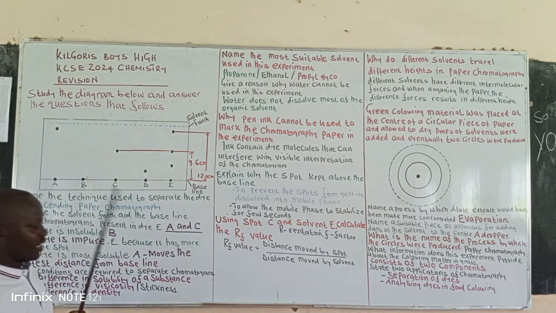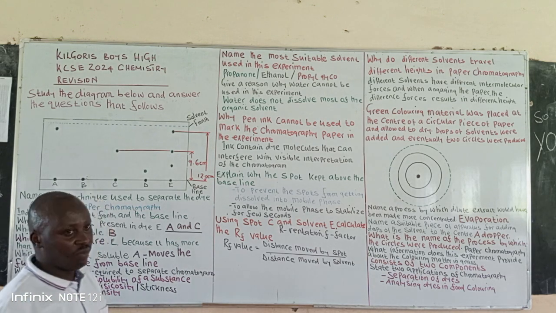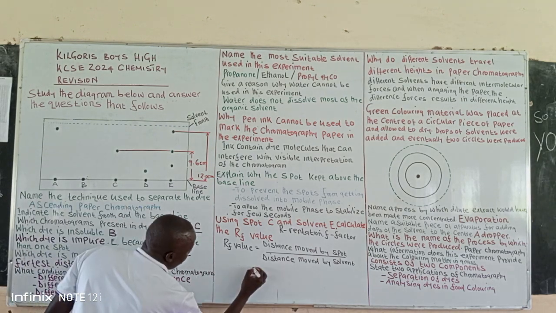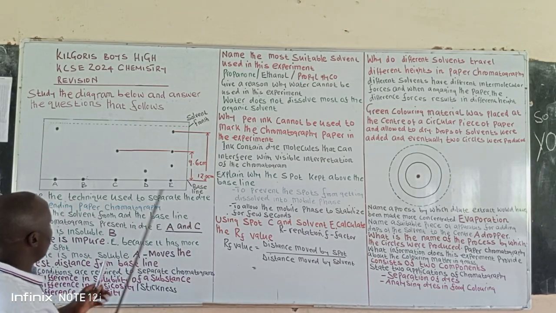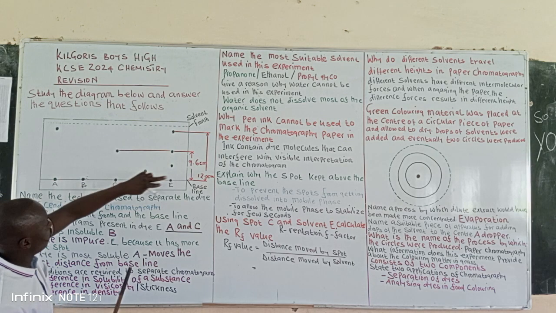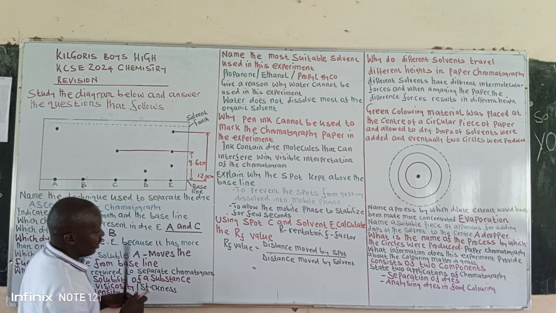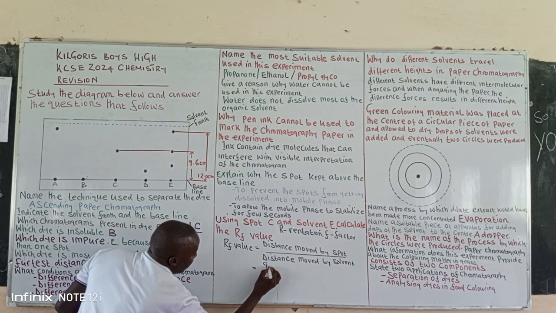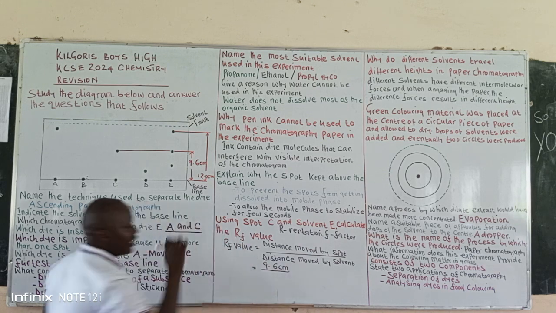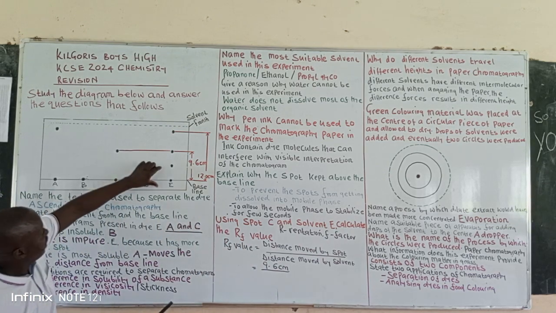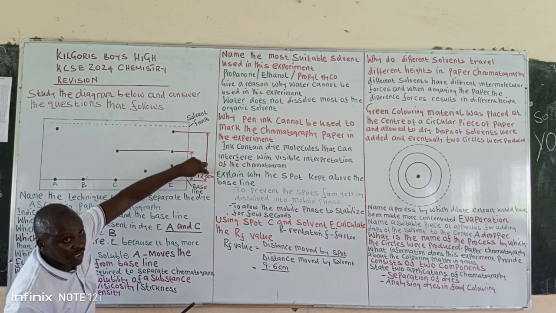So that is how you can calculate the retention factor value. The retention factor value is equal to the distance moved by the spot divided by the distance moved by the solvent. The spot here, spot C, is moving a distance of 9.6 centimeters. Then you divide by the distance moved by the solvent, which from the baseline is 12.0 centimeters.